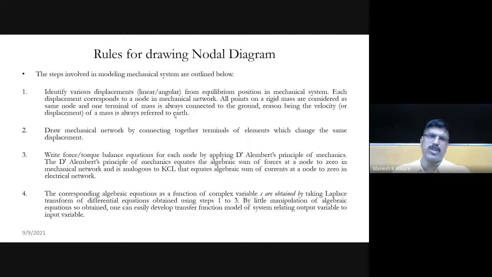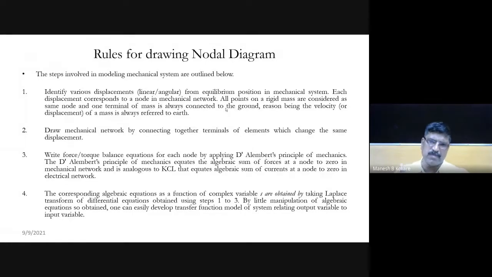So I hope that from this first point, there are two things. One is that you have to identify how many displacement points there are, and the number of displacement points is equal to the number of nodes in the diagram. The second is about the mass: in a mechanical system there is a mass element, a dashpot element, and a spring element. How are you going to connect the mass element in the nodal diagram?